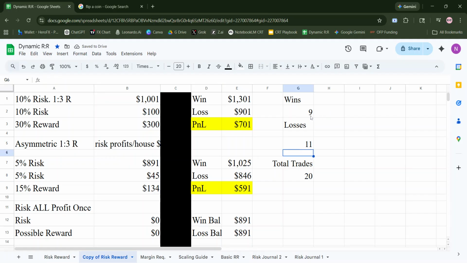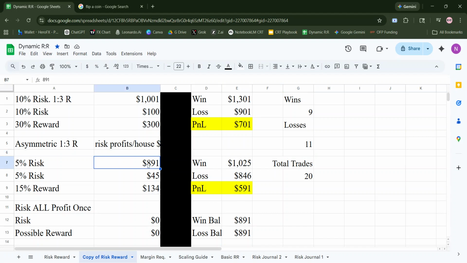Okay, so that was 9 wins and 11 losses. So we lost more than we won. We still ended up with profit, but take a look at this now. Profit on the 10/30 model was 701, and the profit on the asymmetric model was 591. So that's interesting. Obviously, the more you trade, the more the numbers are just going to fluctuate and go up and down. Again, look at the drawdown, determine what you think you will be able to handle. And remember, both accounts just started with 300 bucks.